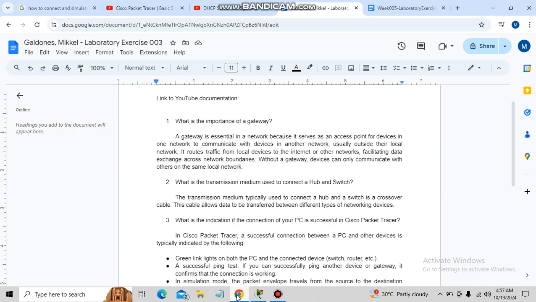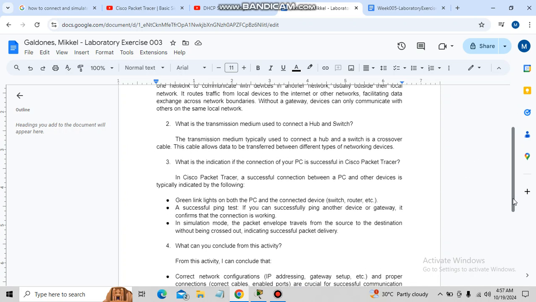And then a successful ping test. If I can successfully ping another device or gateway, it confirms that the connection is working. Off camera, I also did this, and my ping test was indeed successful. And then the third point: in simulation mode, the packet envelope travels from the source to the destination without being crossed out, indicating successful packet delivery.